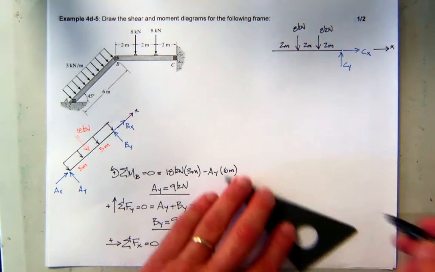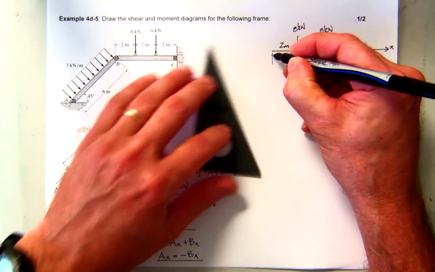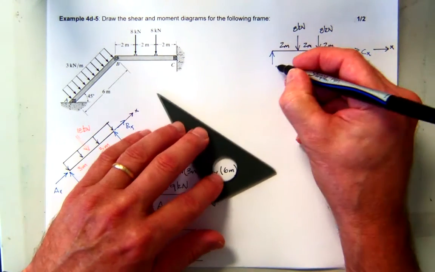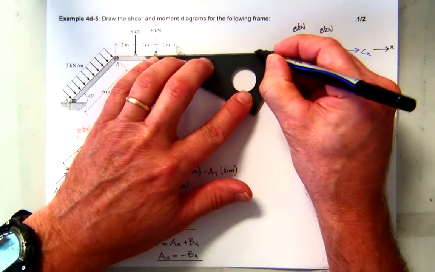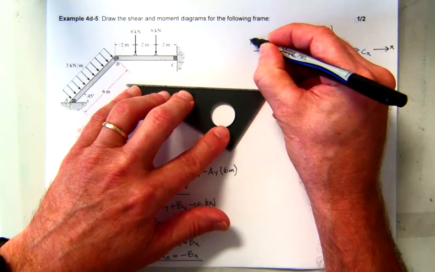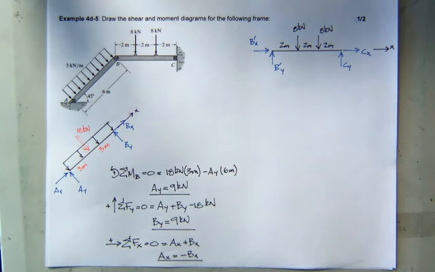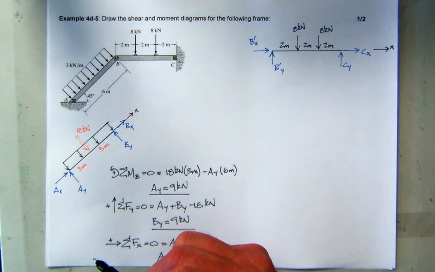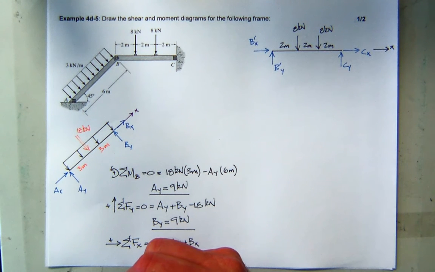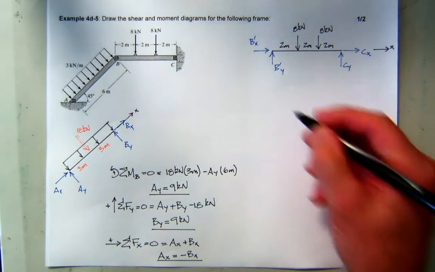So let me do this. Let's just put another force here, and I'll call it B prime Y and B prime X, just to distinguish them from these two. They are not the same. Now we know they're going to have to all go back together. But what can I get here? I can find BY and I can find CY, right? So let's do that. Let's get what we can.